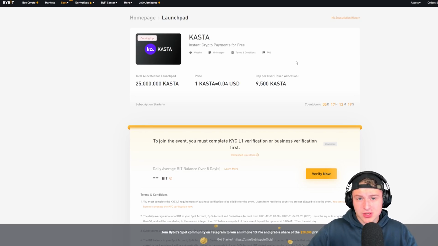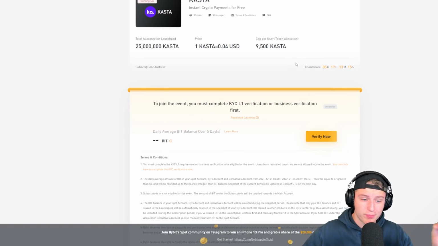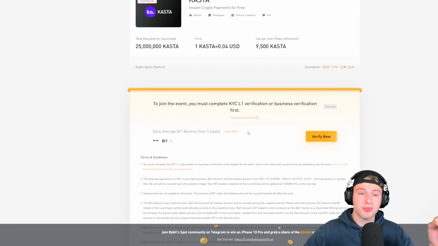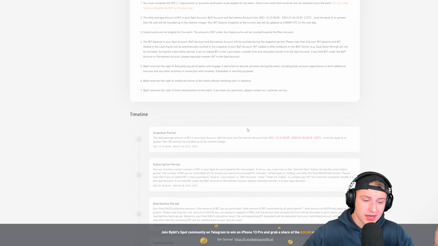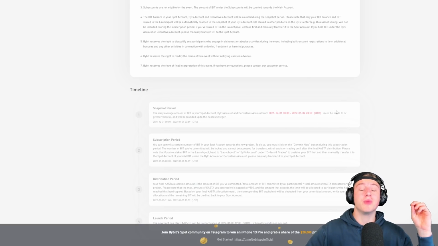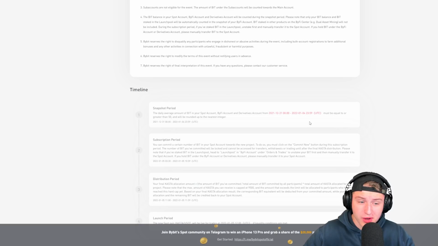In 17 hours from now, at the current time of recording, we will be starting a snapshot period. How it works is that you can commit your BitDAO tokens to the project, and I will talk about how you can get them in a second. The snapshot period will be from the 31st of December to the 4th of January UTC. And you have to commit at least more than 50 BitDAO tokens to be eligible to participate in the snapshot period.